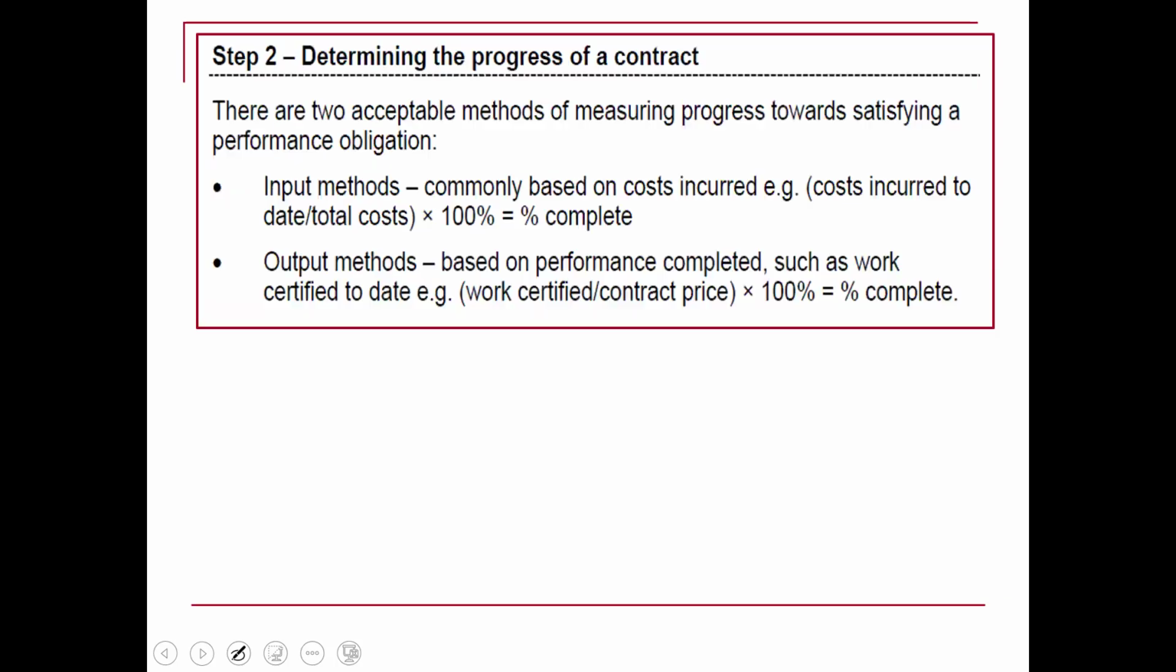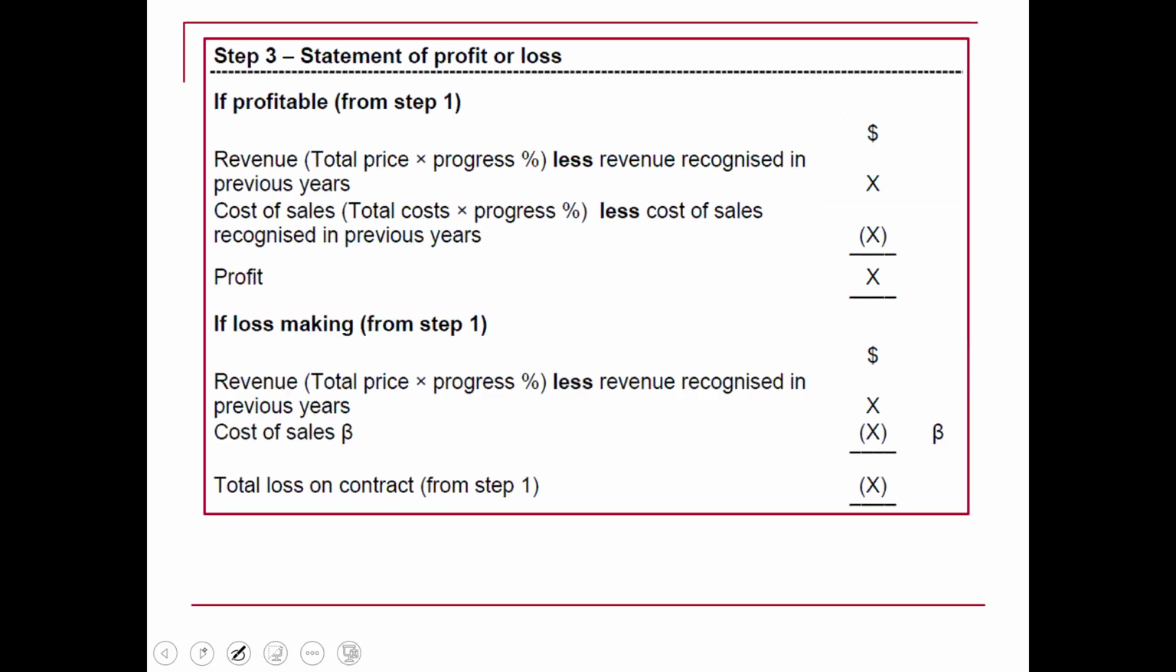Right. So step number 2. There are 2 acceptable methods of measuring progress towards satisfying a performance obligation. We've already talked about this. We can either use the input method or we can use the output method. Then step number 3 is the determination of the revenue and cost of sales we need to recognize in current year profit and loss.